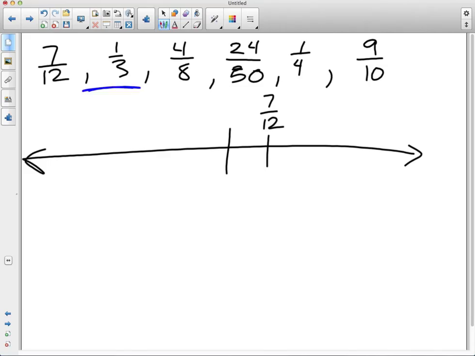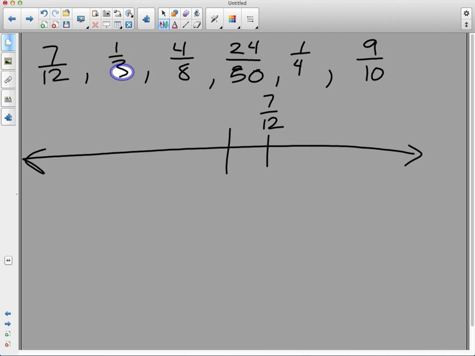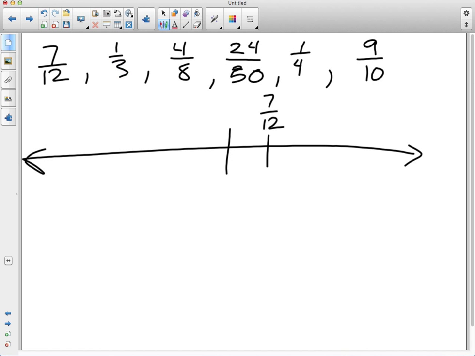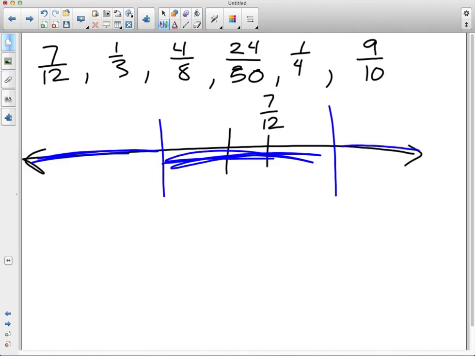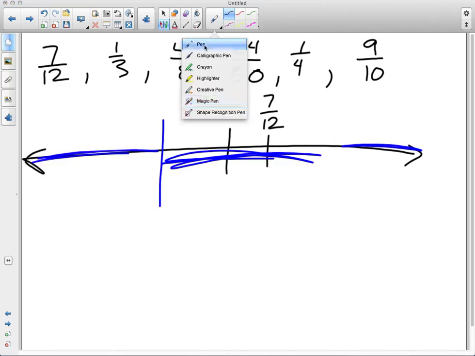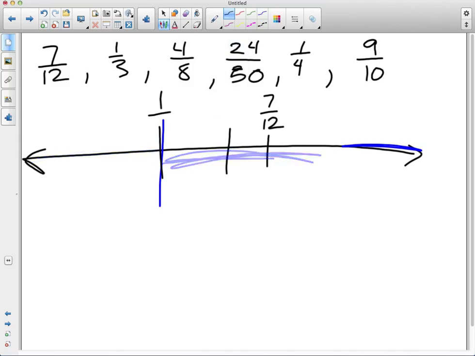1/3 should be placed like it should be less than the half. Yeah, it should be less than a half. If we have one piece and we're dividing it into 3 equal pieces, that means we need to take this number line and divide it into 3 equal pieces. 1 piece, 2 pieces, 3 equal pieces. So 1/3 will be approximately right here. So let's go ahead and mark this as 1/3. And now we're done with 7/12 and 1/3.